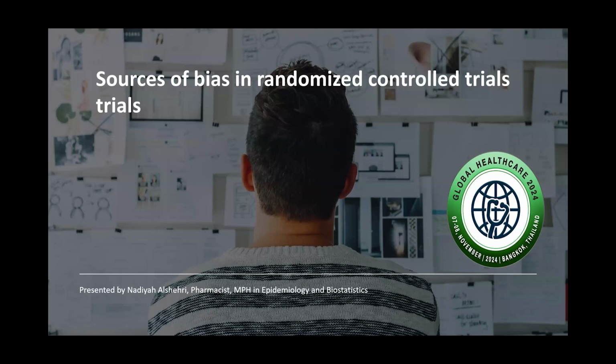Randomized controlled trials are considered the gold standard for evaluating healthcare interventions, but they are not immune to biases. These can impact the validity of the results. Throughout this presentation, we will explore the different types of bias that can occur in clinical trials.